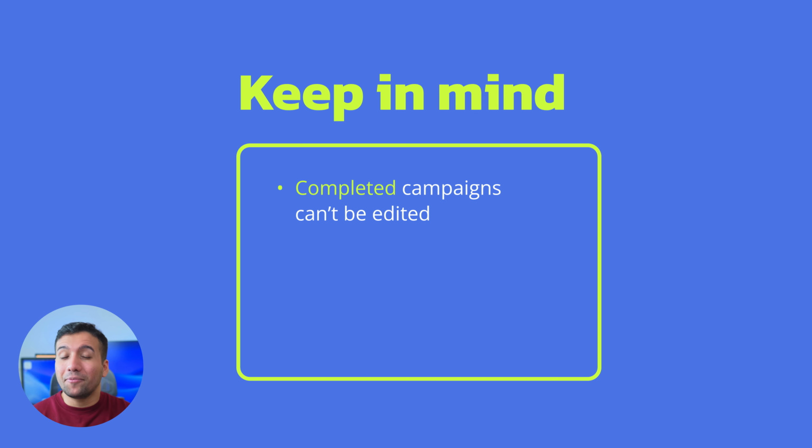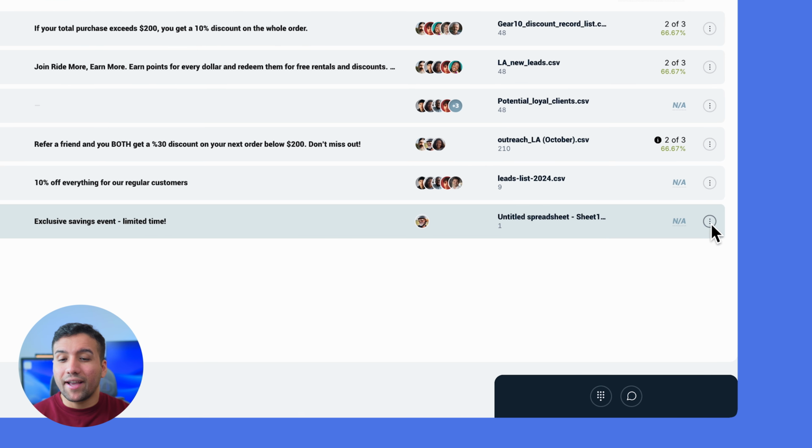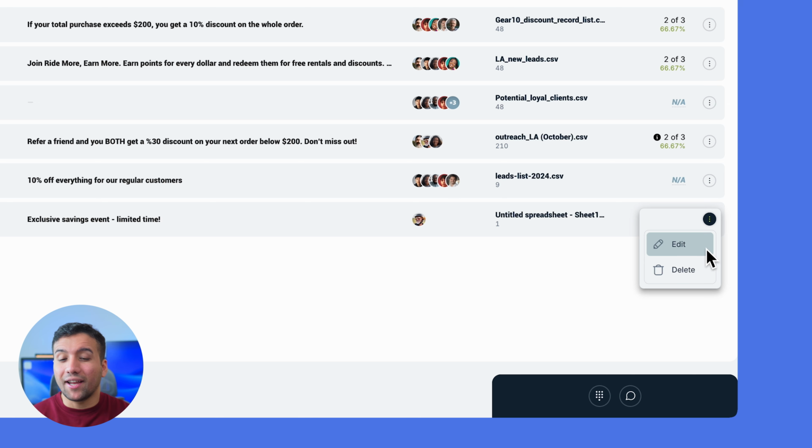Completed campaigns can't be edited. Running or paused campaigns allow edits only to general settings, limited dialer settings for progressive and predictive modes, and the agents list. Running campaigns also can't be deleted. To edit a campaign, click the three dots and select Edit.